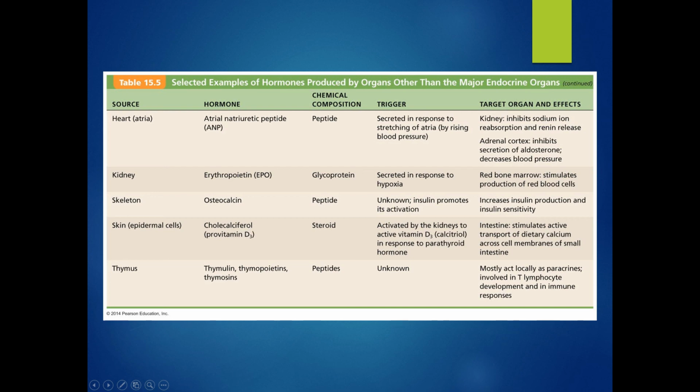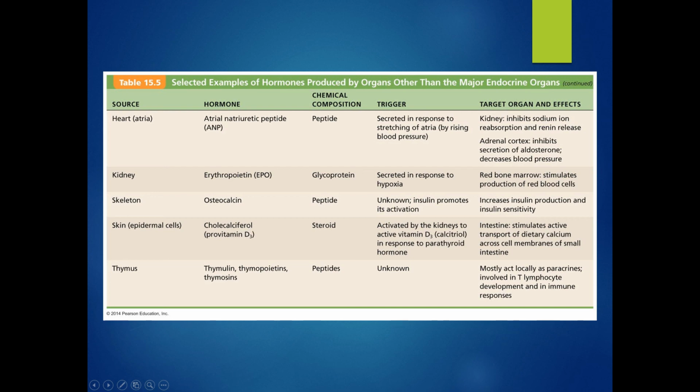Kidneys produce erythropoietin, secreted in response to hypoxia. The epithelial cells within the kidney go to the red bone marrow and say, hey, guess what? We're not getting enough oxygen here. Will you make more red blood cells? So EPO is the one that Olympic athletes and Lance Armstrong in the Tour de France were abusing so that they would have an edge. And don't worry about the skeleton.